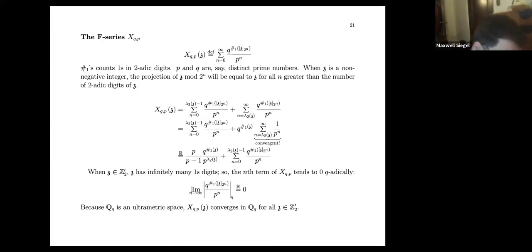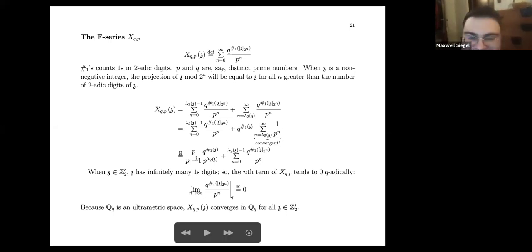So now we actually get to the meat of the stuff. The F-series X_{q,p}. Letting the number of ones here denote the number of ones digits in a 2-adic integer, consider the following formal expression where p and q are, say, distinct prime numbers. I call this an F-series, and this is probably one of the simplest examples. Well, let's make some observations.